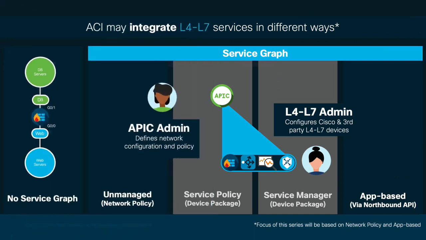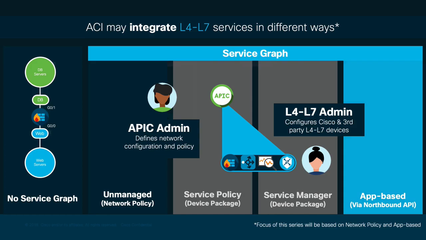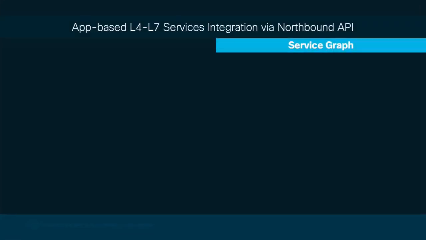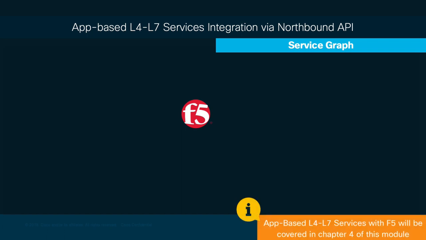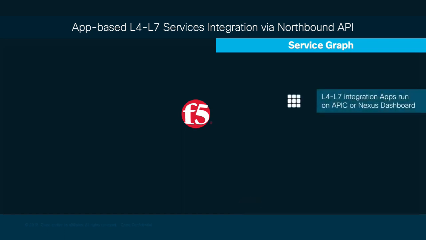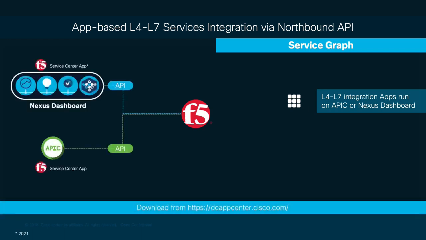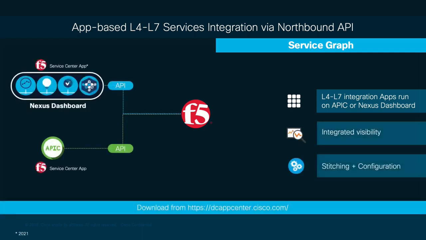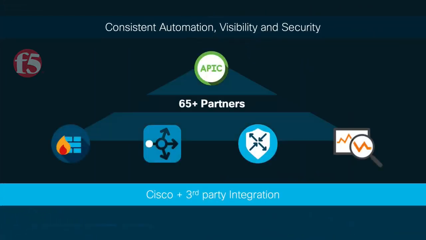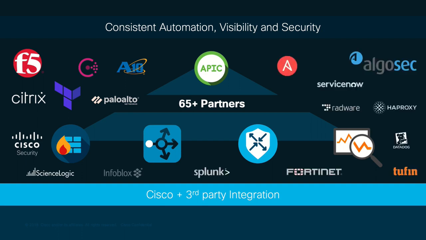After taking a look at how service graphs in unmanaged mode work, it is important to mention that this is by far the most popular implementation option. However, application-based integration for Layer 4 Layer 7 services is also gaining popularity. We will cover app-based integrations in further detail in Chapter 4 of this module, where we will deploy an app on top of APIC or the Nexus Dashboard to consolidate both automated stitching and Layer 4 Layer 7 services configurations from vendors such as F5, as well as many others, providing you with multiple options to integrate your Layer 4 Layer 7 services directly on top of ACI.